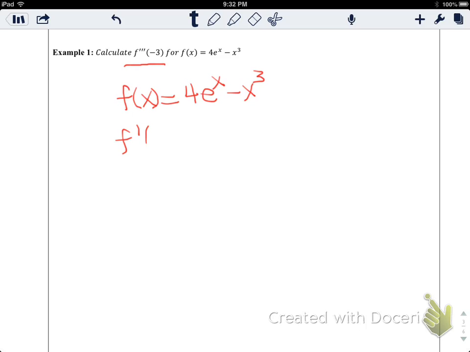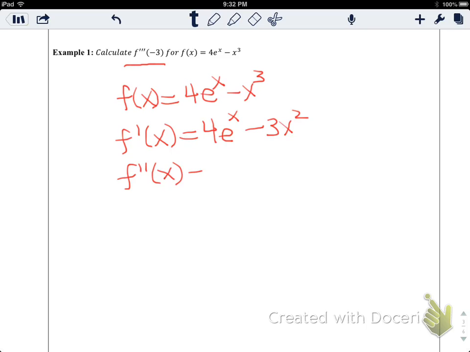So f prime of x equals, well, remember the derivative of e to the x is just e to the x, and that constant stays there, right? Because we talked about the constant rule with derivatives. So that's just going to stay 4e to the x minus x to the third. We can use our power rule, so that's 3x squared. Good.